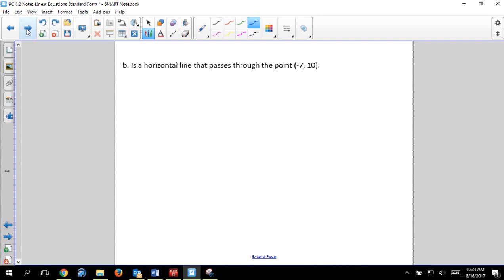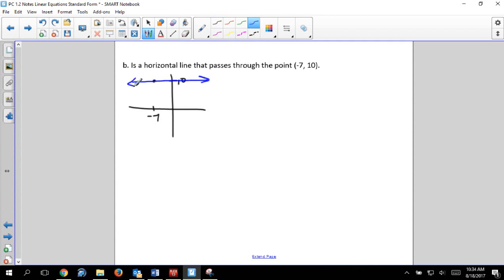I'm a visual person. So for this one, I'm just going to sketch a quick graph. It's easy. It's a horizontal line, goes to that point. Let's sketch it. -7, 10. Horizontal line that goes to that point right there. All right, so that's the line we're dealing with.